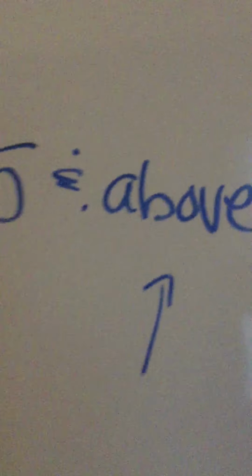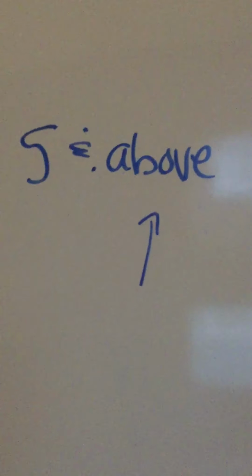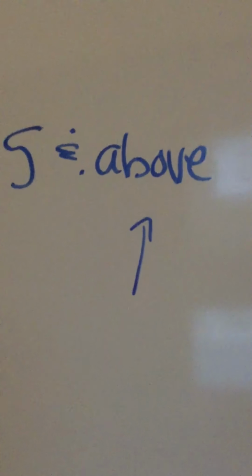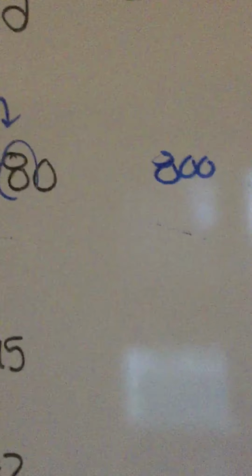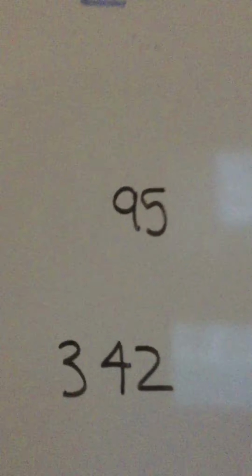If it's 5 and above, if the number behind it is 5 or more, that means we're going to give it a shove, or we're going to let it soar above the other one. If it's less than 5, it's going to stay the same. So if we look at this, our number 8, yep, that's more than 5. So we're going to round our 7 up to 800. That's rounding it up. My next number is 95.